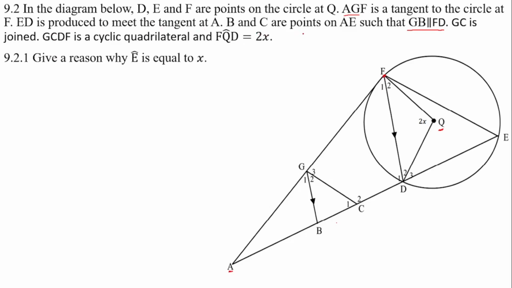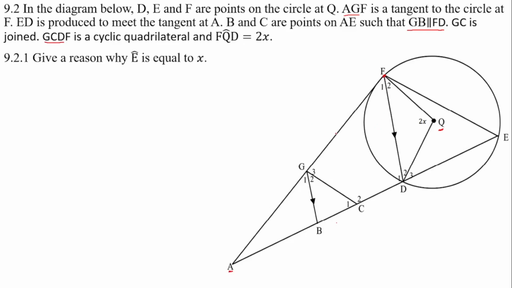So think about that. It is produced to meet the tangent at A. B and C are points on AE so that GB is parallel to FD. Check. We can see triangle ADF, so it means here we may use the proportionality theorem somehow. And then GCDF is a cyclic quad. We are told that it's a cyclic quad.